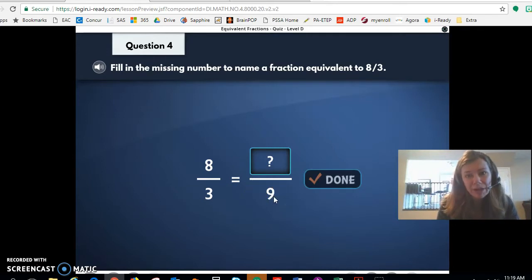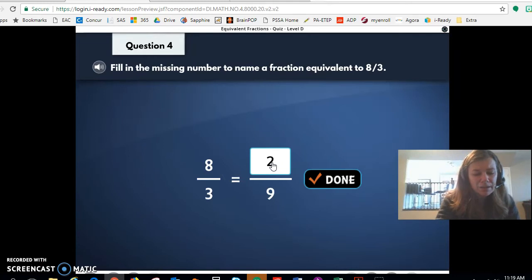Well, 3 times 3. What I do to the bottom, I have to multiply by on the top. 8 times 3, you guessed it, 24. And that's how we do equivalent fractions.